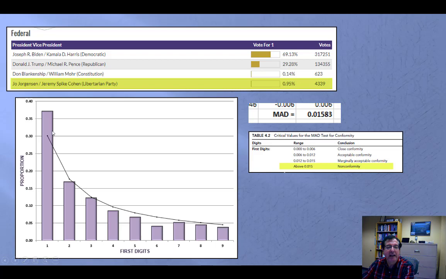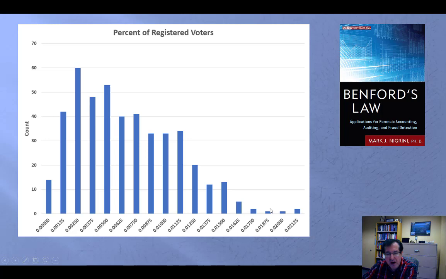Although for Mr. Jorgensen, we have one more thing in our favor. This distribution here is approximately a log normal distribution. And because I am multiplying by a log normal distribution, this should give me Benford's law. In fact, if we took a perfect log normal distribution, my best guess is that we would end up with a set of data that follows Benford's law.